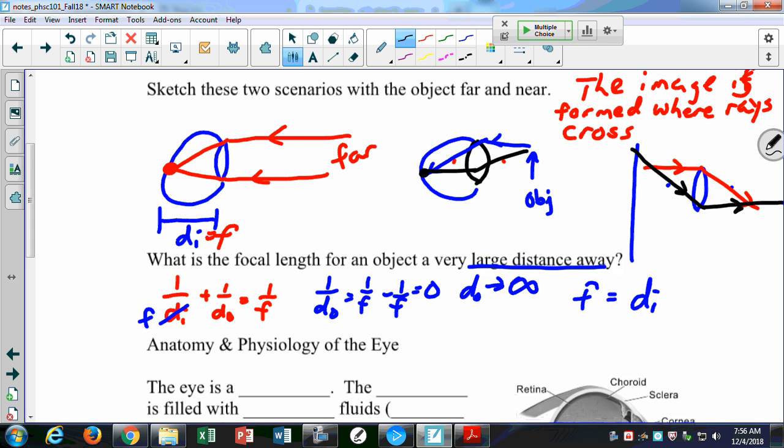It's difficult to change the shape of a lens, especially since we make lenses out of glass and plastic, and you can't really change the shape of those things.